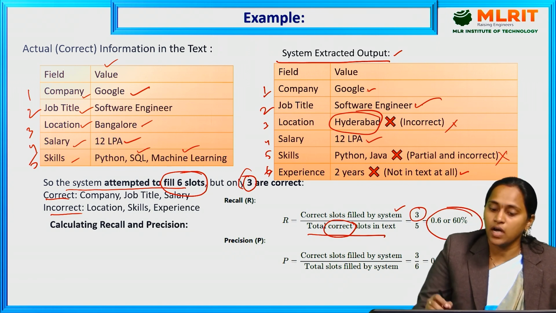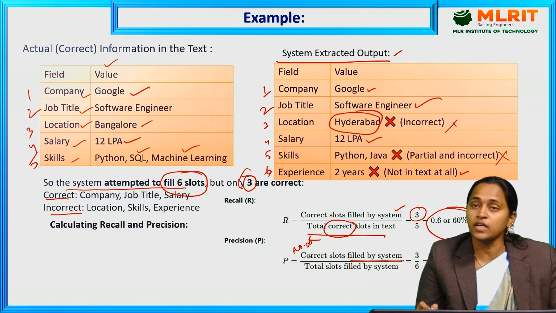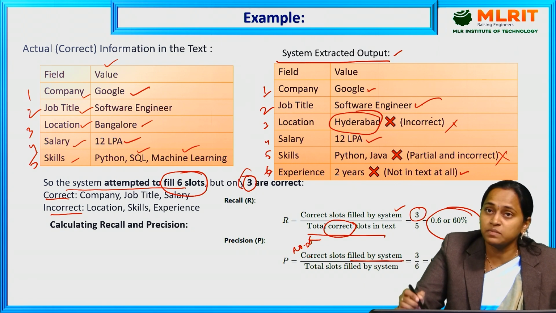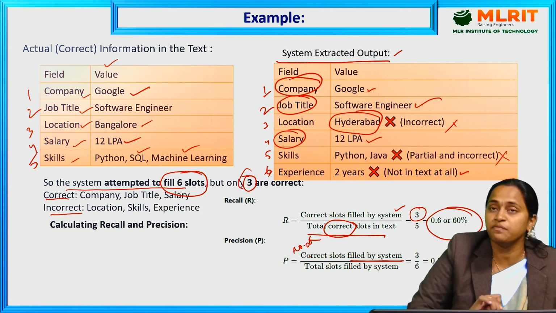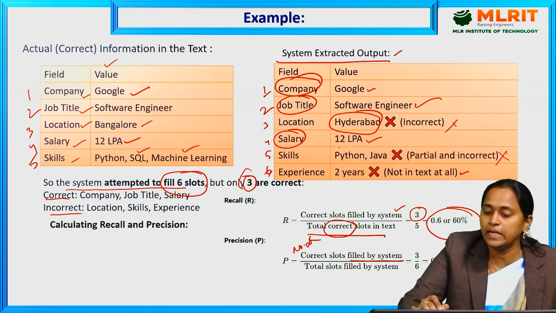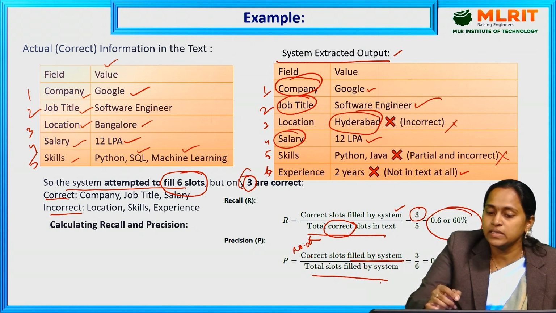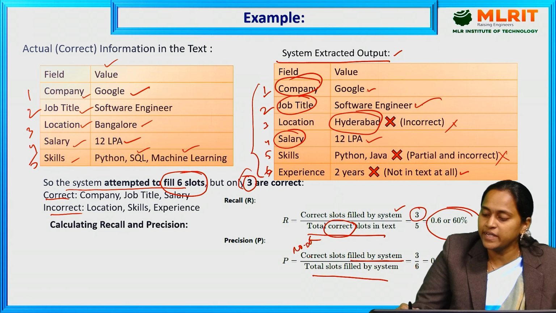Let's find out the precision. So what is the formula for precision? Correct slots, that means the number of correct slots filled by the system. That means how many slots the system filled, right? Only 3 slots the system filled correctly: company, job title and salary. These are the 3 slots the system filled correctly, right? The remaining are all partially incorrect. So divided by the total number of slots filled by the system. Here see how many slots the system filled, right? 6, right? So we are taking the 6.